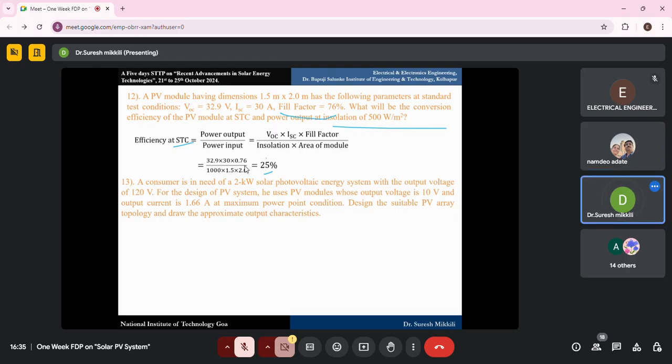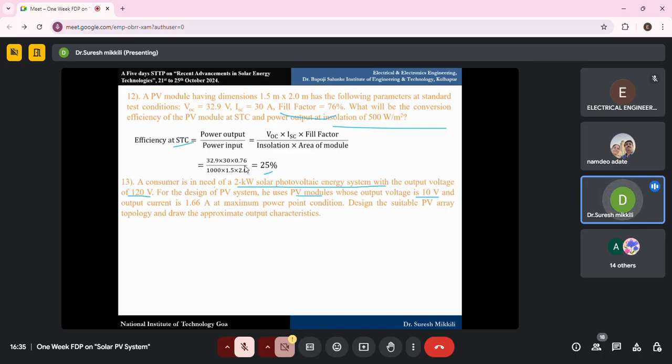This one you see. A consumer is in need of a 2 kilowatt solar photovoltaic energy system. He wants a 2 kilowatt system with an output voltage of 120 volts. For the design of the PV system, he uses PV modules whose output voltage is 10 volts. He wants a 2 kilowatt system and the output he wants is 120 volts.